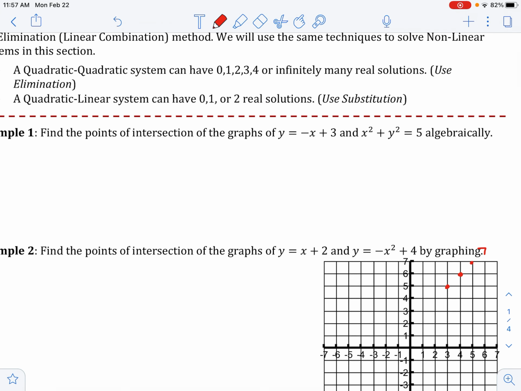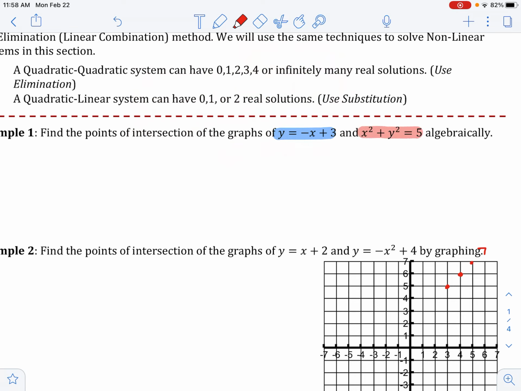All right, so let's look at our first example, and that's what it says right here. It says, find the points of intersection of the graph, so solve the system, basically that same thing that means. The first equation is y equals negative x plus 3. The second one is x squared plus y squared equals 5. And it says solve it algebraically. So I want to use substitution or elimination.